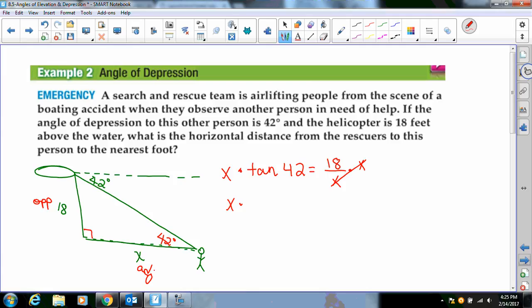Sorry, I got stuck here. Okay, x times... times the tangent of 42 is equal to 18.